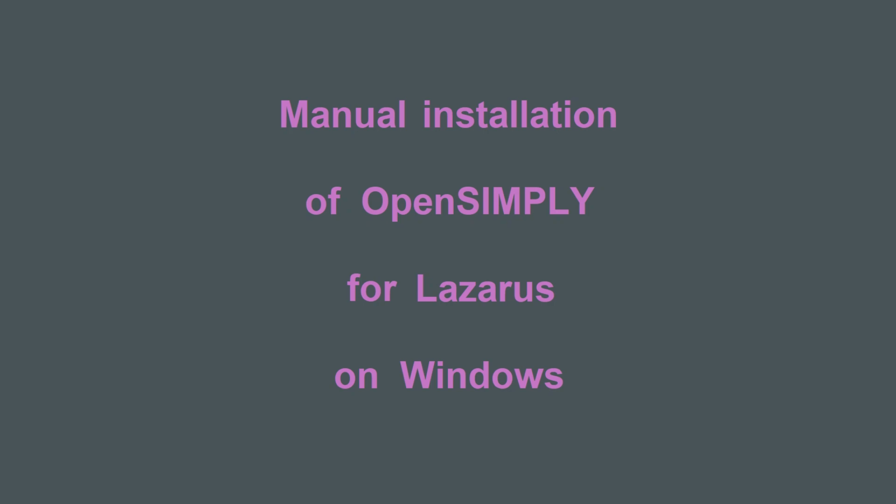This video explains the manual installation of OpenSIMPLY for Lazarus on Windows. In this video, the 64-bit Windows is used. It is assumed that you already have the downloaded OpenSIMPLY package. This package is a regular zip archive containing a folder structure.